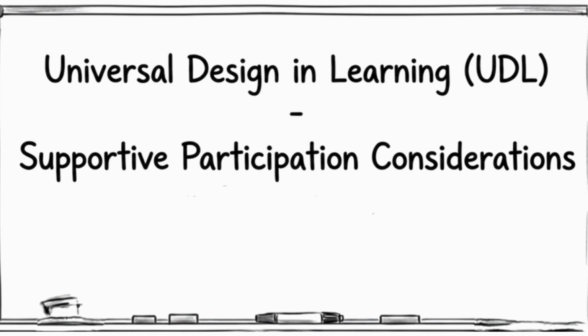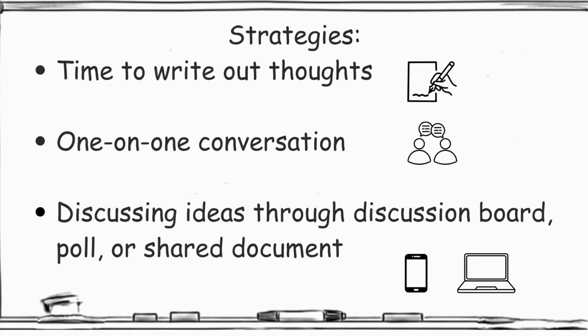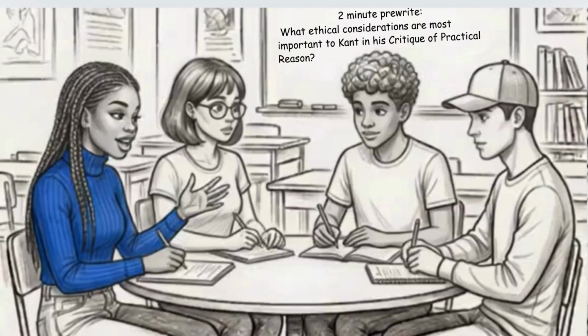Instead of relying on spontaneous discussion alone, the instructor can build in structures that invite more learners into the conversation. For example, students might spend 2 minutes writing down their thoughts before sharing, discuss ideas with a partner first, or contribute through a discussion board, poll, or shared document. These strategies create multiple pathways for participation while keeping the learning goal the same.